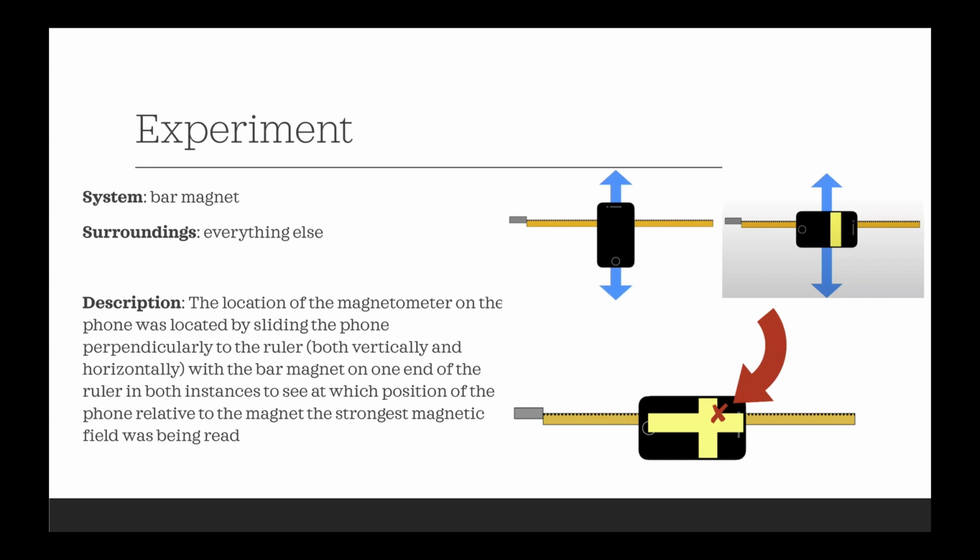The location of the magnetometer on the phone was found by sliding the phone perpendicular to the ruler, both vertically and horizontally, so that we could see at which position of the phone relative to the magnet the strongest magnetic field was being read. And once we found this location, we marked it with another piece of tape as shown here.